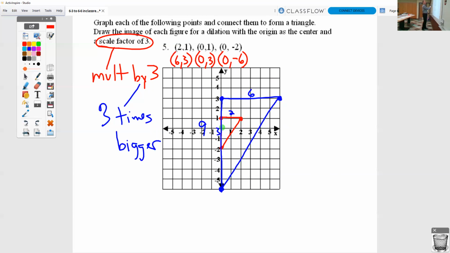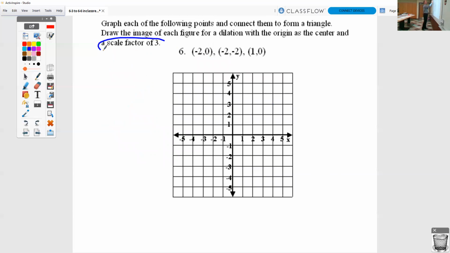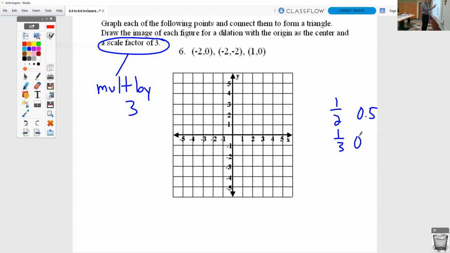This time, again, we have a scale factor of 3. So we want to multiply by 3. Always check and make sure what your scale factor is. If you had a scale factor, for example, of 1/2, you would multiply everything by 0.5. If we had a scale factor of 1/3, we'd multiply everything by 1/3. If we had a scale factor of 2, we'd multiply everything by 2. Again, this time we have a scale factor of 3 because it's the same directions.